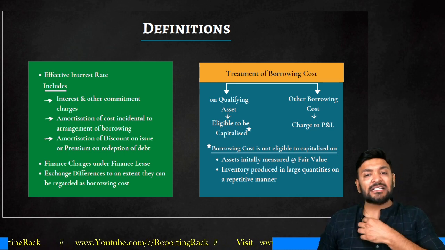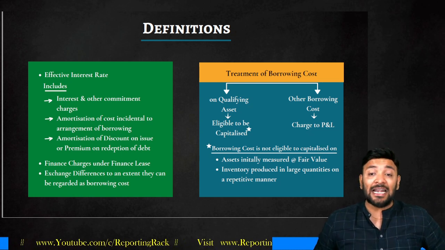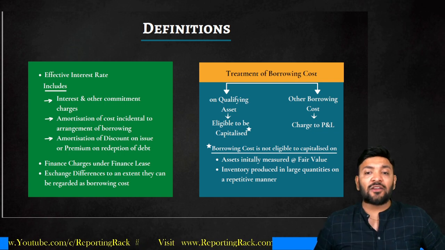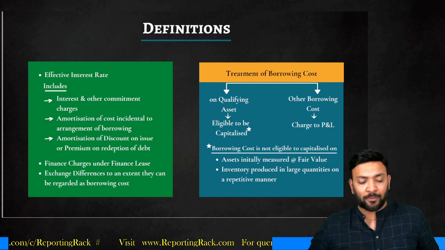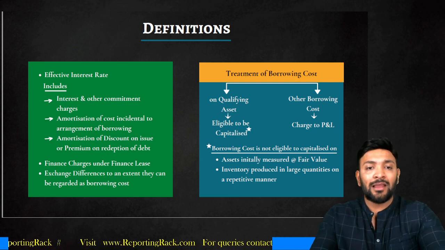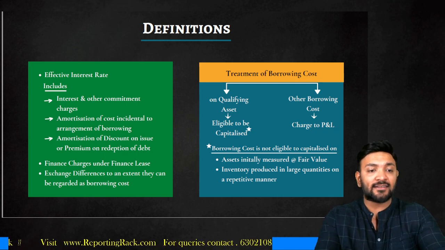Now, why? Exchange differences are dealt with as per Ind AS 21 already. Why does Ind AS 23 have to come again in particular and talk about exchange differences being regarded as borrowing cost? Let's try to concentrate on this point, because this point is really tricky and really interesting. Like I said, it is very tricky, at the same time very interesting.